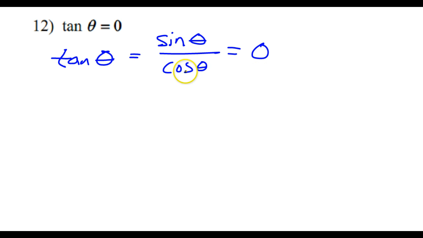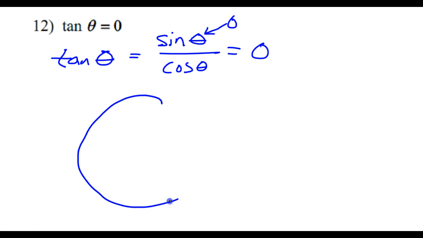Now, if you have a fraction that's equal to 0, the only way that's going to happen is if the numerator is 0. You only get 0 if you have like 0 divided by something. It doesn't have to be a 1, but it's got to be 0 over something. So in other words, sine has to be 0. The y value has to be 0. So let's just draw a quick unit circle and see where that is.